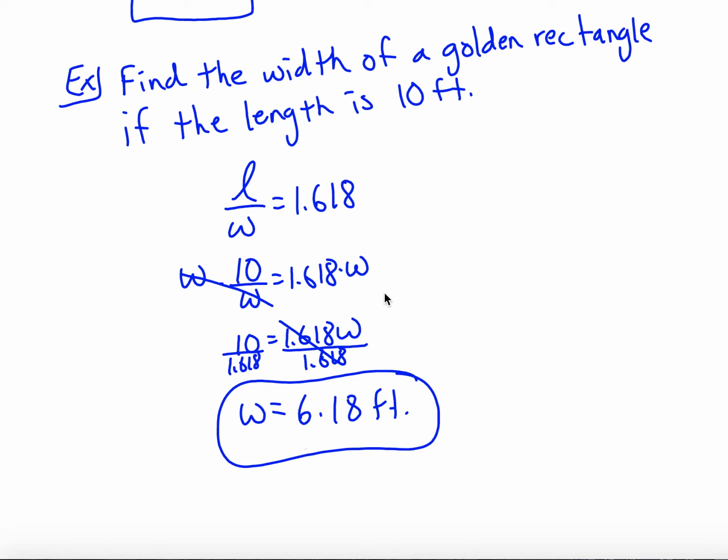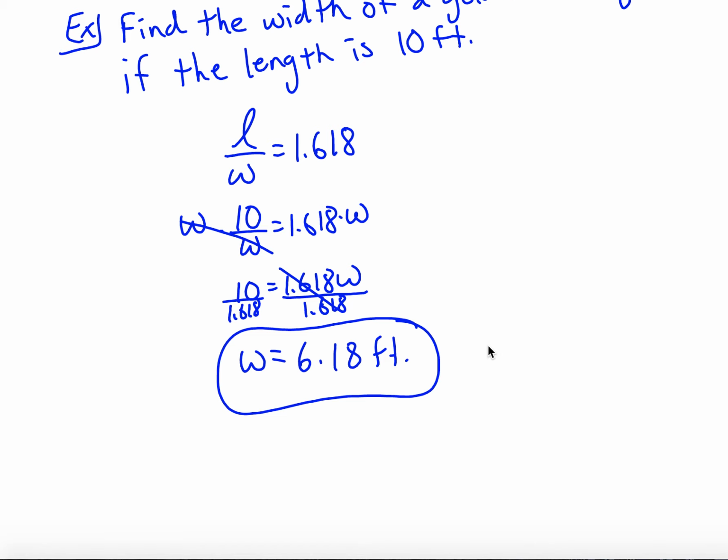The reason I say approximately is because the golden ratio is actually an irrational number that never ever ends. And so it'll keep going. This is just an approximation, but we're pretty close to what the value would be.